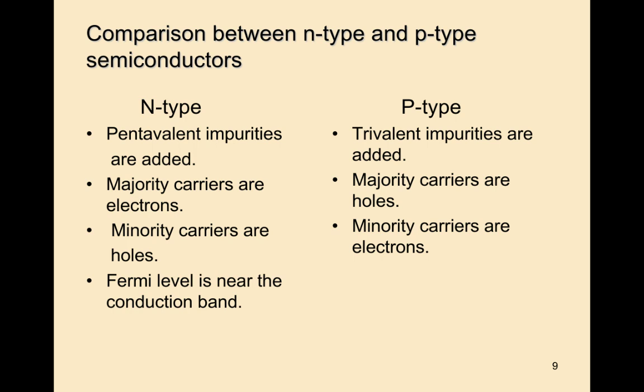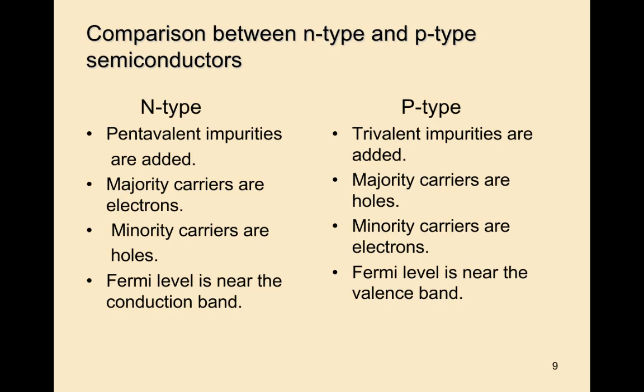Next is the Fermi level. The Fermi level is near the conduction band in n-type and near the valence band in p-type semiconductors. These are the four comparisons between n-type and p-type semiconductors.